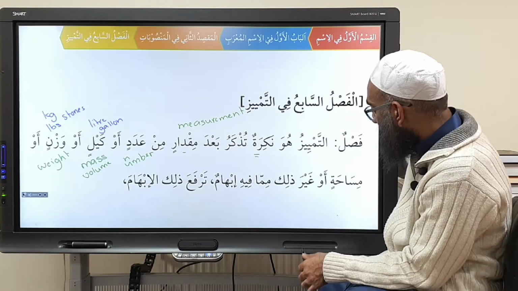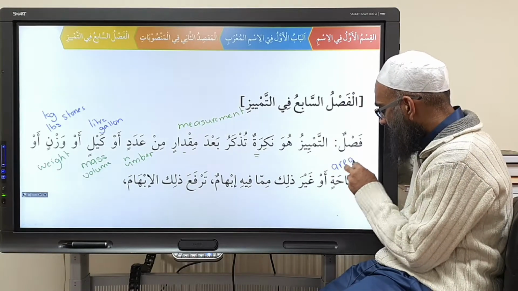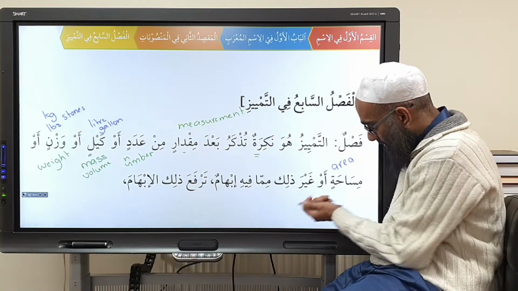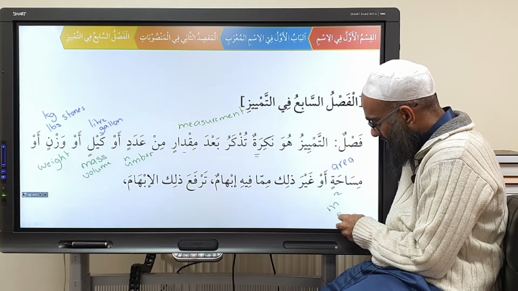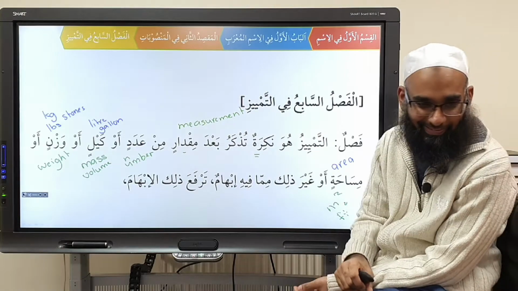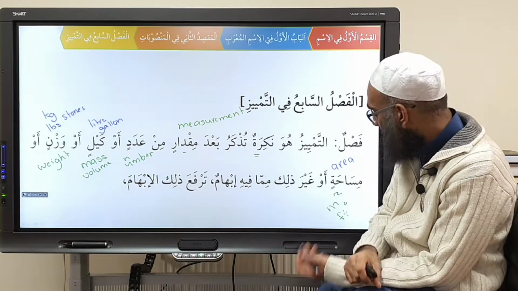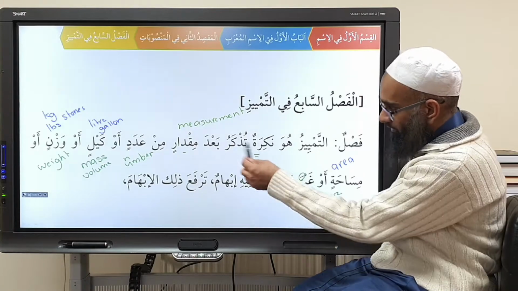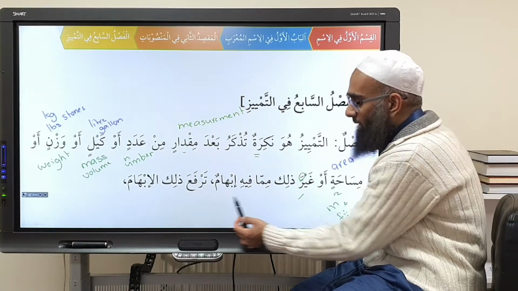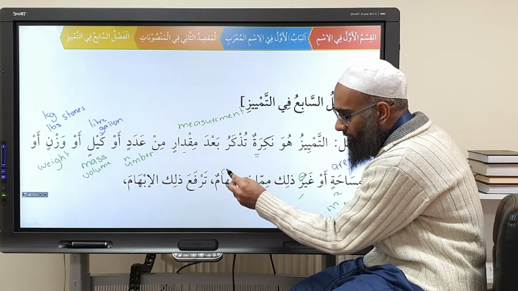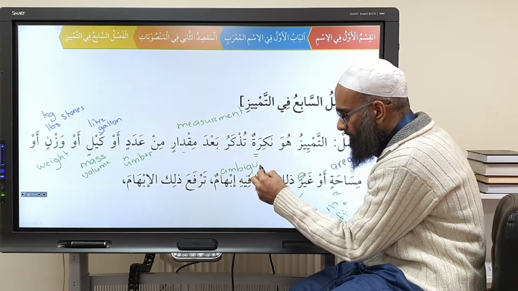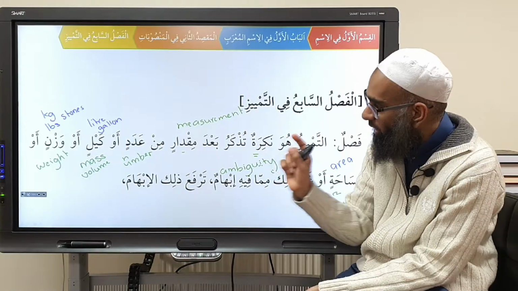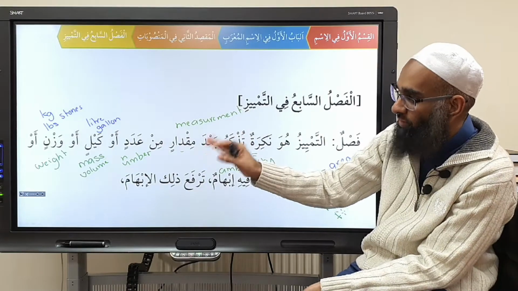Misaha is area. What do we use for area in our language? Square meters, or we have square feet. Correct? أو غير ذلك, or other than that, أو غير ذلك بعد مقدار من عدد أو غير ذلك مما فيه إبهام, from those things which have what? إبهام means ambiguity. So anything which has ambiguity, whether it's a مقدار or non-مقدار. So a word mentioned after any مبهم, whether it's مقدار of عدد, كيل, وزن or مساحة.